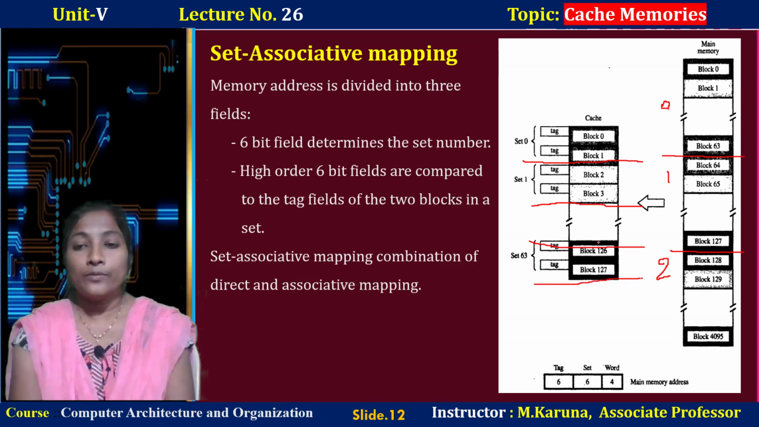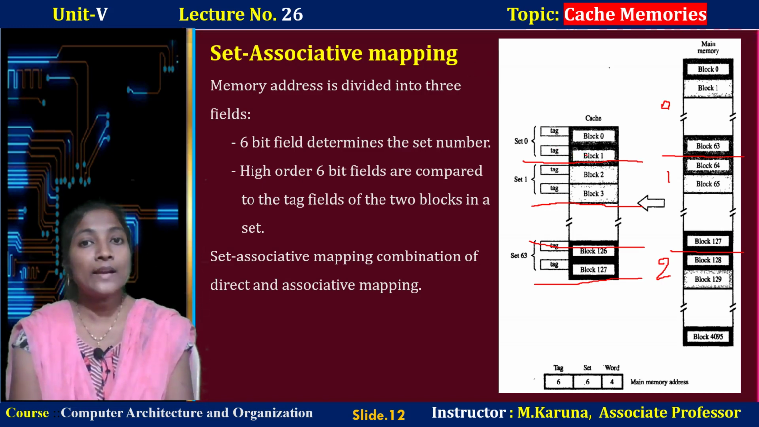So here each set consists of 2 blocks. That's what we call two-way set associative mapping. If each set consists of 4 blocks, we can say 4-way set associative mapping.